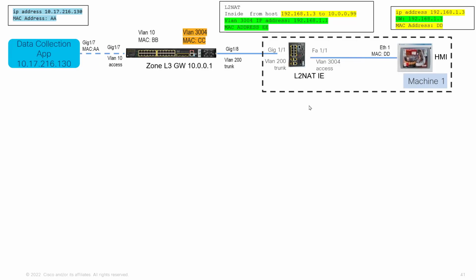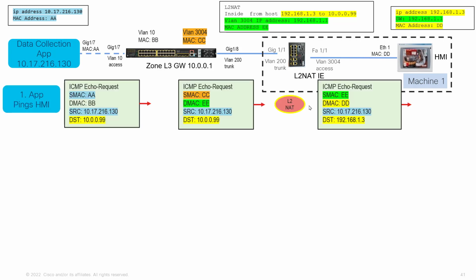So now let's do a little packet walk on what this might look like. Again, we're going to use the same example from the part 1 video where the data collection app reaches out to the HMI machine. The HMI machine is going to ARP and then finally respond to the data collection app. So it will ping the HMI machine using its public IP address of 10.0.0.99, shown there in yellow. It comes into the zone switch. The zone switch routes it, so it changes the MAC addresses.